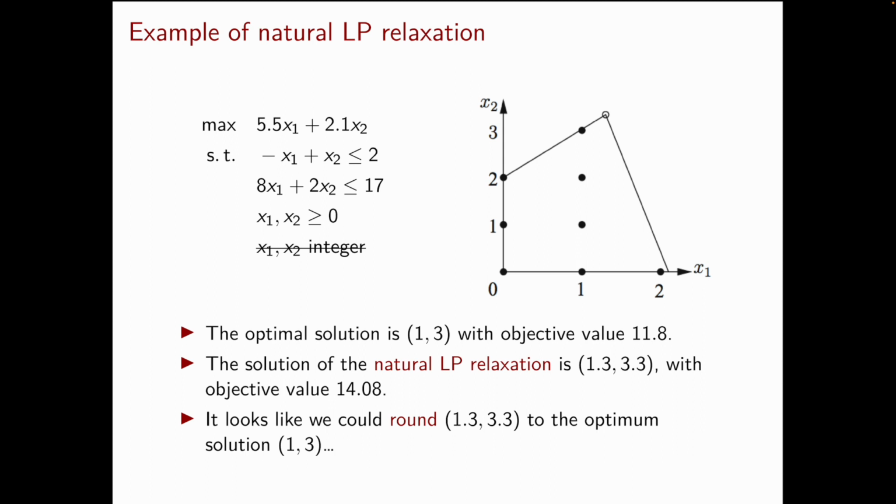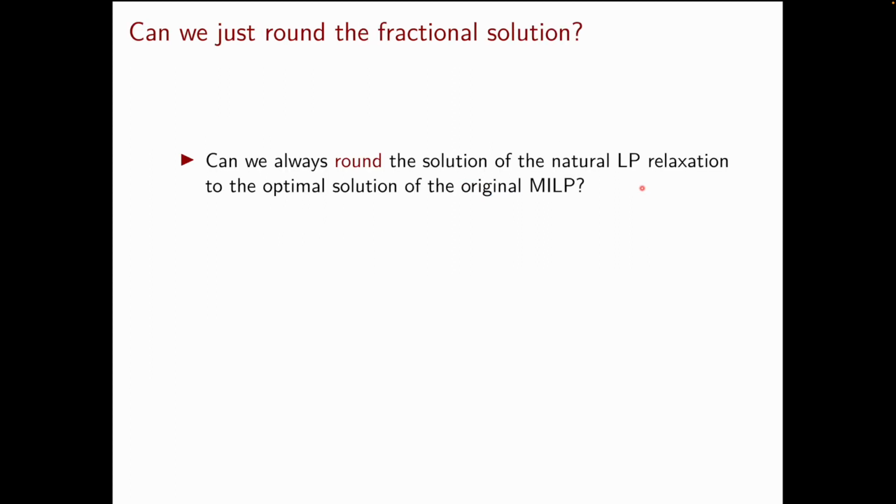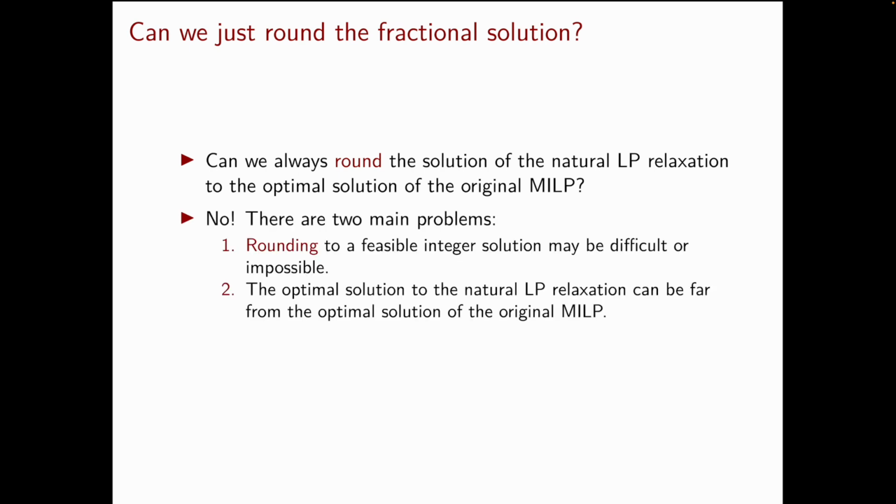Based on this simple example, one might wonder if we can simply pick our optimal solution to the linear programming problem, round it, and obtain an optimal solution to the integer program. In the example that we have just seen, this is correct. We rounded the optimal solution of the natural LP relaxation and obtained an optimal solution of the original mixed integer linear program. However, in general, this is absolutely not true.